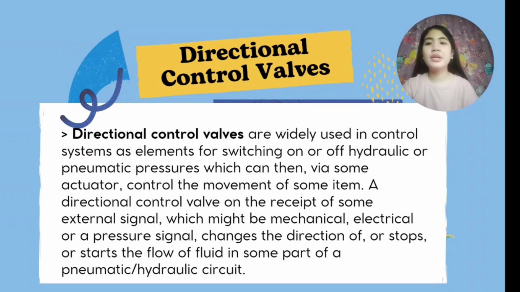Directional control valves are widely used in control systems as elements for switching on or off hydraulic or pneumatic pressures, which can then, via some actuator, control the movement of some item. A directional control valve, on the receipt of some external signal, which might be mechanical, electrical, or a pressure signal, changes the direction of, or stops or starts, the flow of fluid in some part of a pneumatic or hydraulic circuit.